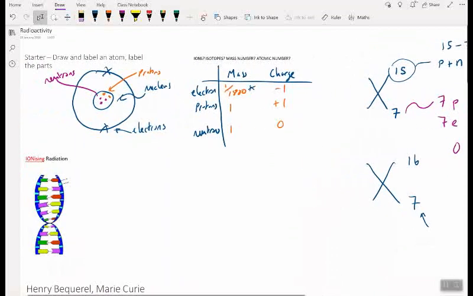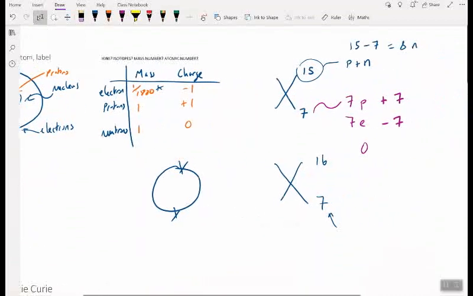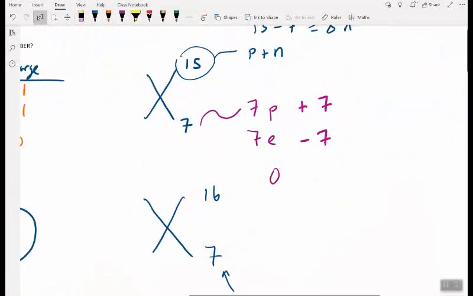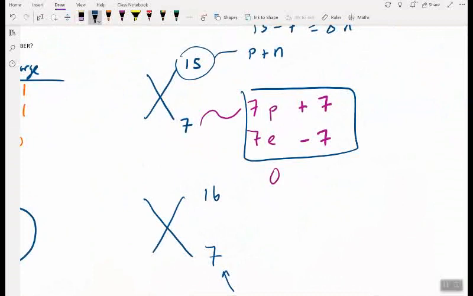Now what about ions? Ions are related to our atoms, which we just said have the atomic number, the same number of protons as they do electrons. So overall, their overall charge is 0.